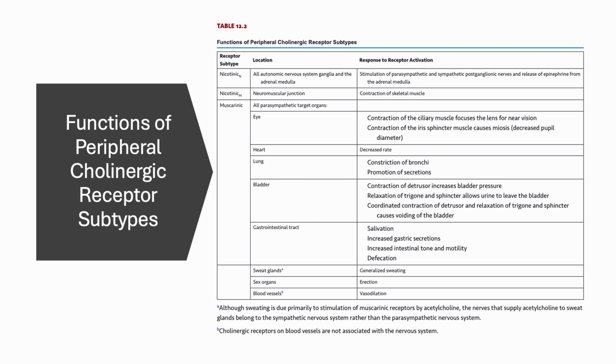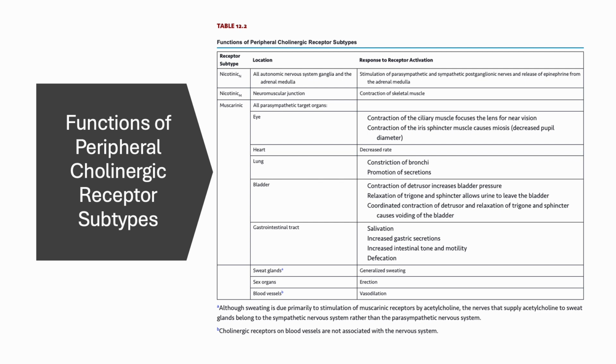Contraction of the ciliary muscle of the eye causes the lens to focus for near vision. We also have dilation of blood vessels, and it helps with the emptying or voiding of the urinary bladder, as well as the bowels themselves.